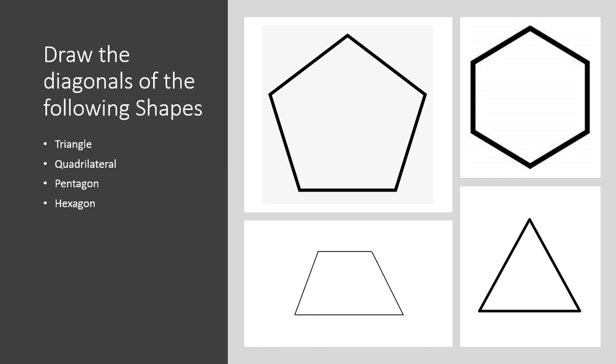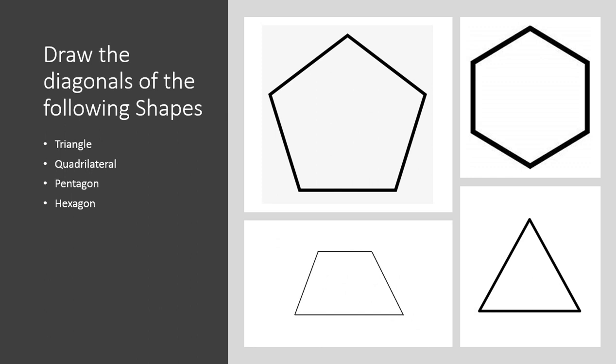So if we look at these shapes, I've got a triangle, a quadrilateral, a pentagon and a hexagon, and we want to draw the diagonals. If you want, you can stop this video, draw these shapes and then draw the diagonals for yourself, and you can see what the answers are.